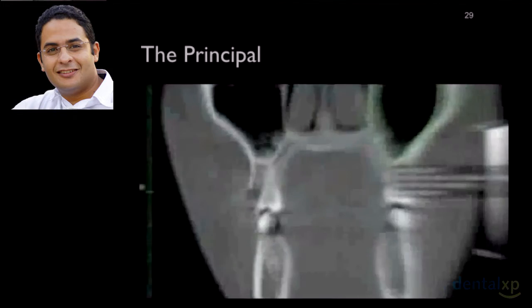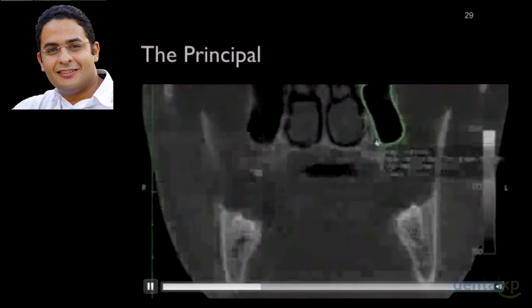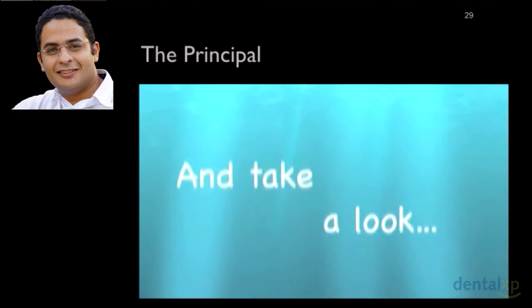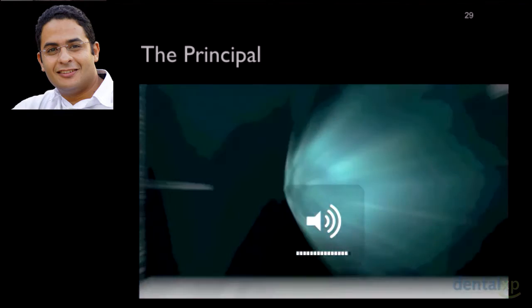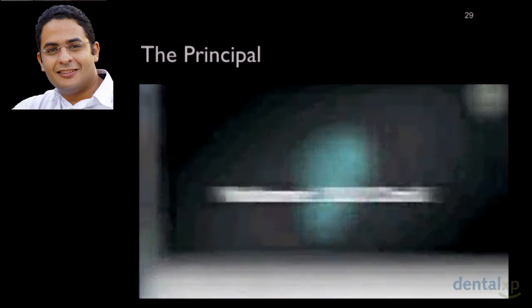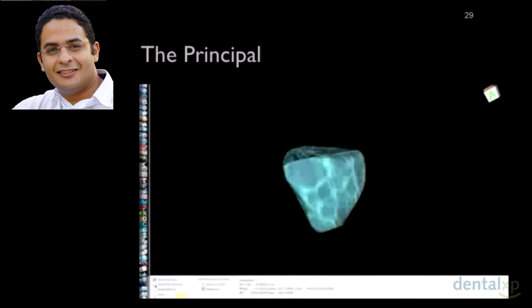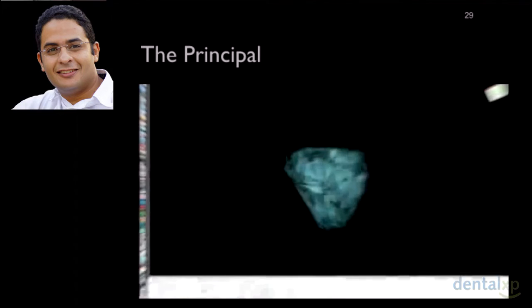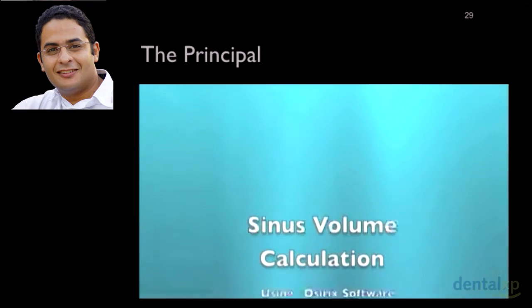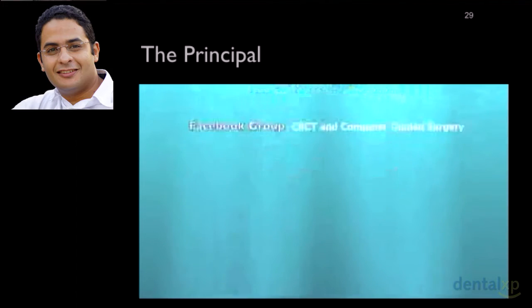The first step is tracing the sinus in all the coronal sections as we see here. And then we do a 3D rendering of the volume that has been traced, and we can see it here in 3D and rotated. And then the volume calculator gives us the volume, in this case just 20.8 cubic centimeters. And then again we can visualize this from all directions. This video is just to illustrate the principle of sinus volume calculation preoperatively.